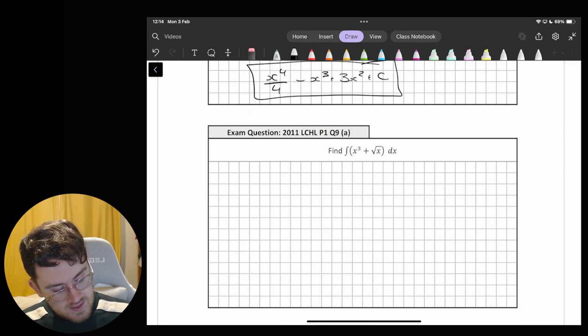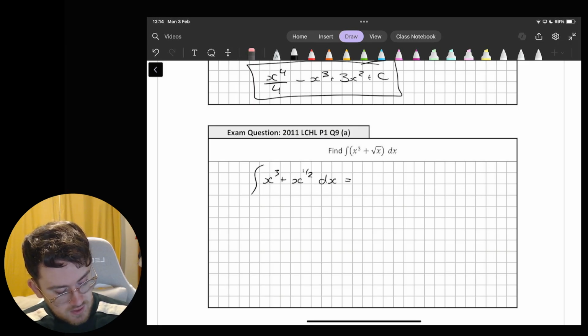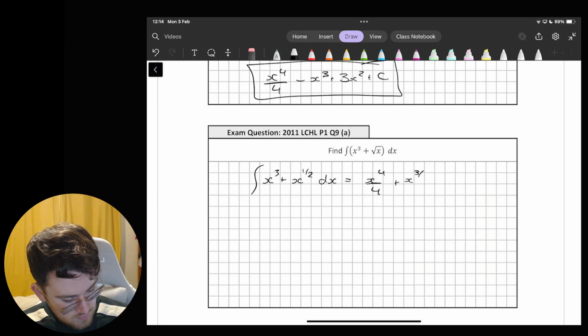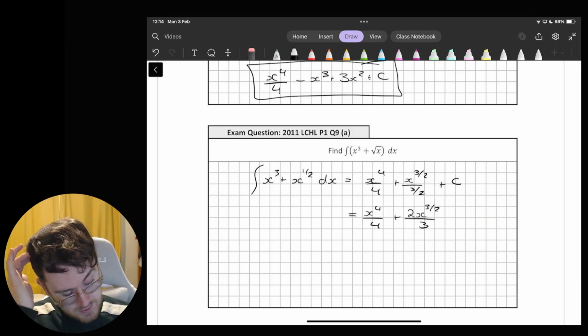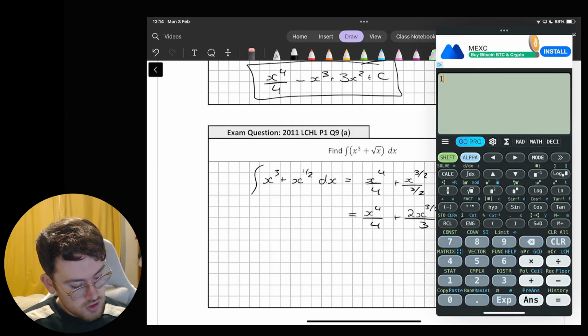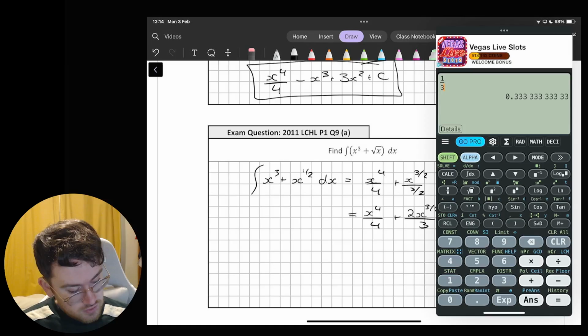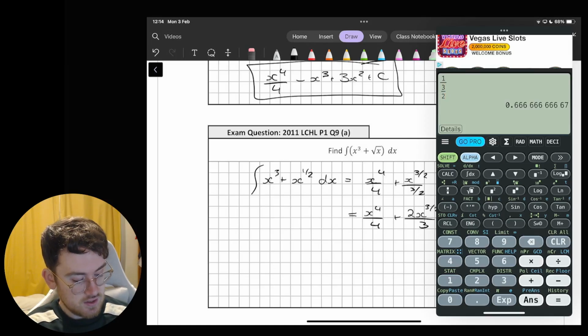Okay, next one, find this integral. Again, just making sure that everything is written in terms of a power here before we try and do the integral. x to the power of 3, so x to the power of 4 over 4, plus x to the power of 3 over 2 divided by 3 over 2, and then my plus c as well. And then it's just a little bit of algebra, kind of what we've talked about in some other parts here. So that idea of x to the power something over 3 over 2, if you're unsure, you could put it into your calculator, 1 over 3 over 2, to get that idea of 2 over 3.